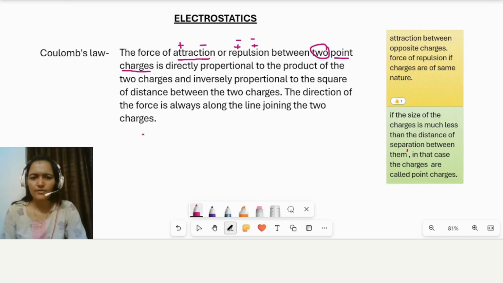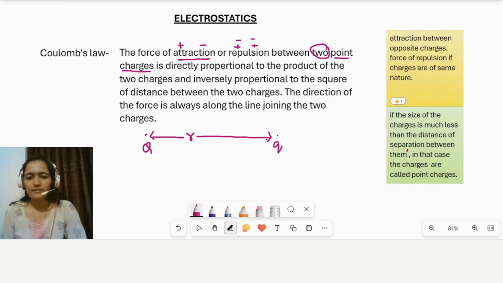So mathematically, okay, let's take one charge capital Q, another charge small q, separated by some distance which is obviously much greater than their size. That's why we are taking this. Now the force of attraction or repulsion between two charges is directly proportional to the product of the two charges. So let's write it, directly proportional force.